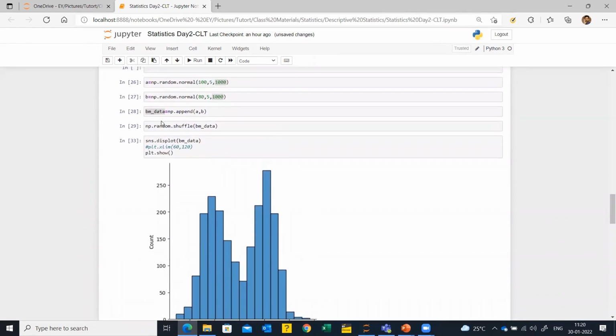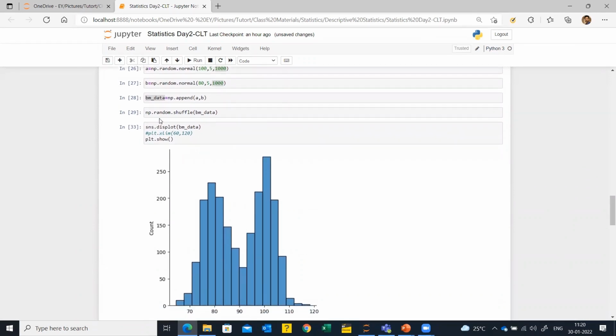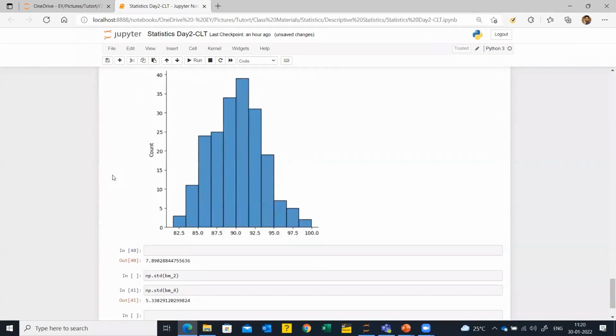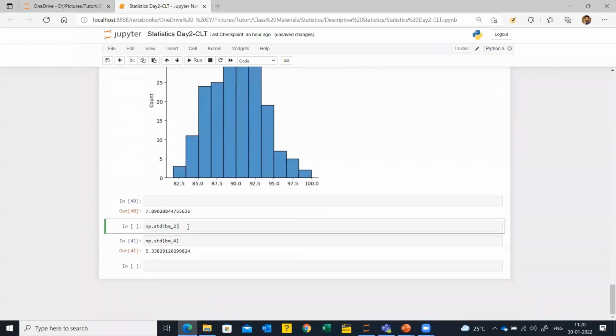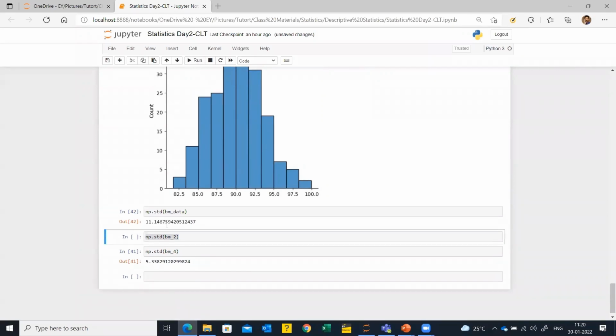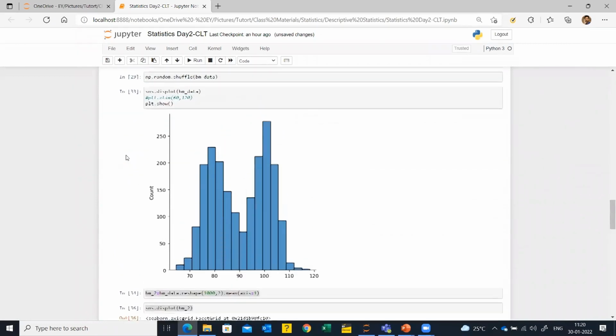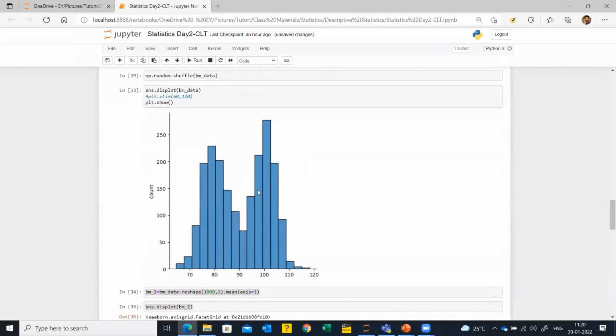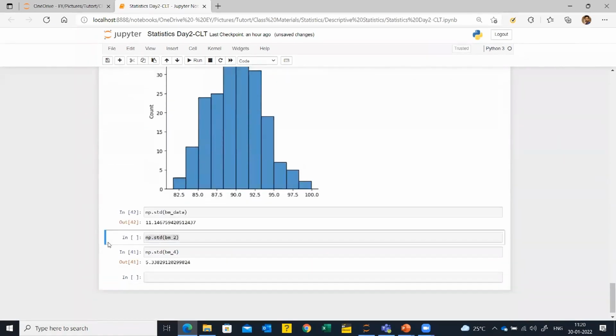No, I will tell you one thing. Once you have appended the data, you have shuffled it, right? And your final data is the appended data, which is bm_data. So if I try to find the standard deviation of bm_data, what is it? Let's see. The standard deviation is 11. Why is it 11? Because you are joining two different plots, one with standard deviation 5 and another with standard deviation 5. So the resultant standard deviation is going to be somewhere around 11.